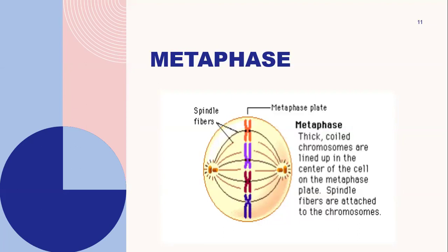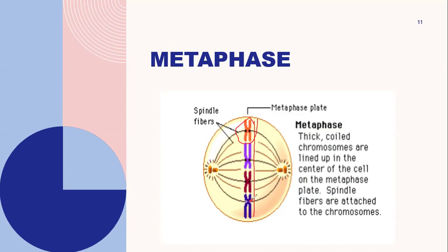So why is that possible? When the spindle fibers form, the chromosomes are going to be attached to these spindle fibers and they will be at the center of the cell, which is the equator, okay? Like we can see in the diagram, we have our chromosomes here. They're aligned at the center of the cell and they are attached to the spindle fibers.